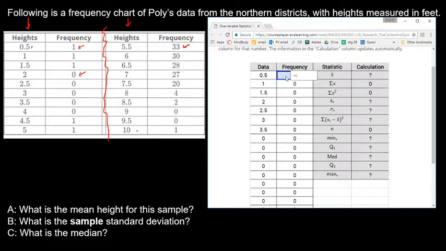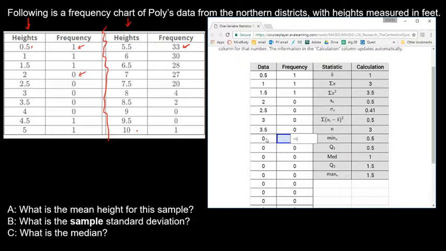For frequency, you would do the same thing. I see that 0.5 has a frequency of 1, the next one's 1, the next couple are all zeros, and so on. So I have done part of this table. I've done it up to 3.5. You're just going to fill in this table the rest of the way with the remaining pieces of information.